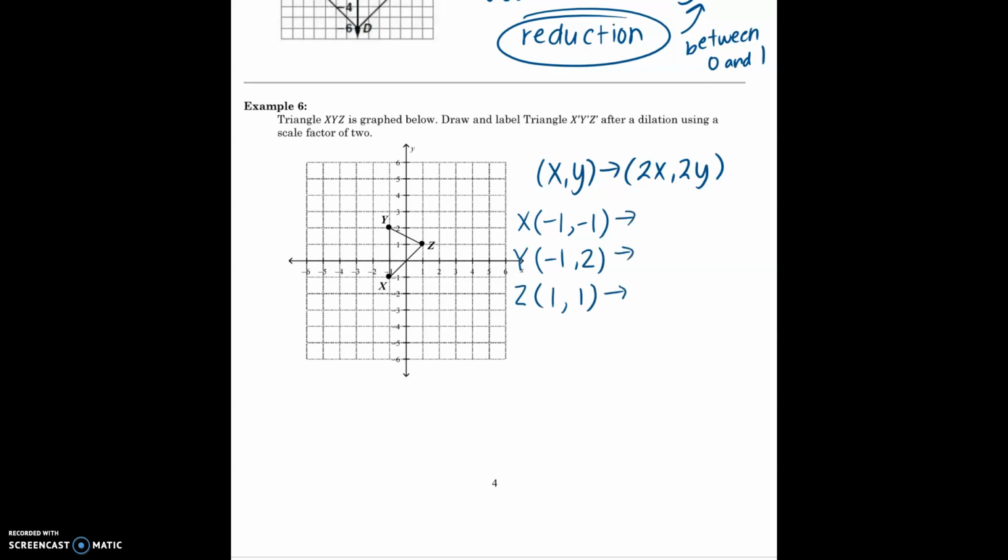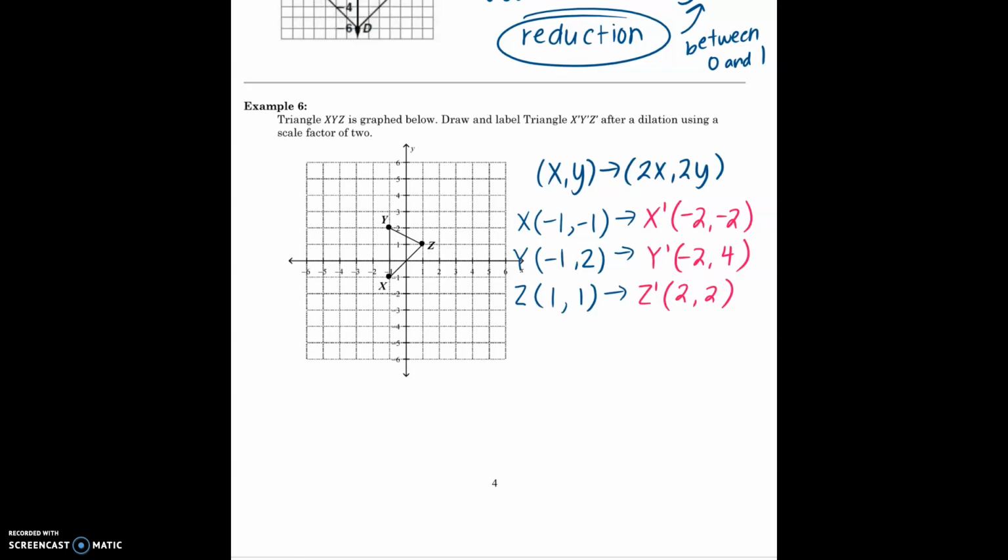To find the coordinates of our image, we are going to multiply both the x and the y coordinates by 2. So for X prime, we have -1 times 2 is -2, and -1 times 2 is also -2. For Y prime, we have -1 times 2 is -2, and 2 times 2 is 4. And for Z prime, we have 1 times 2 is 2, and 1 times 2 again is 2.